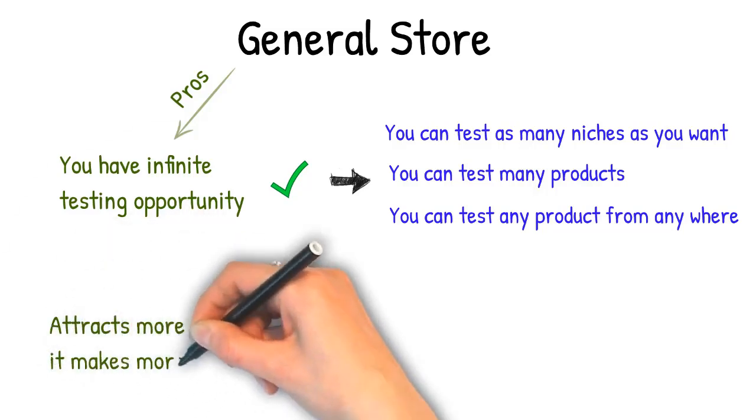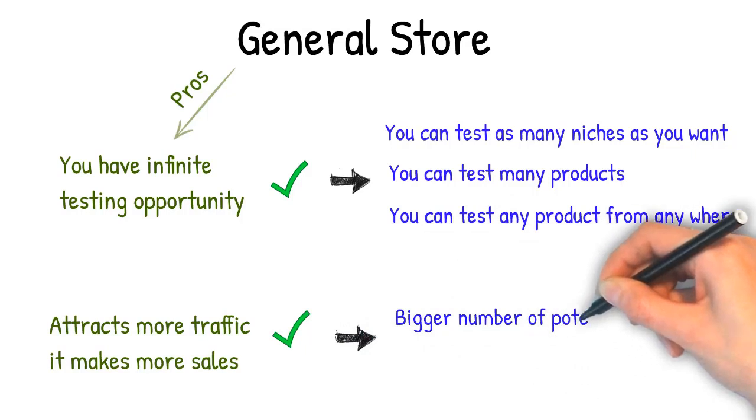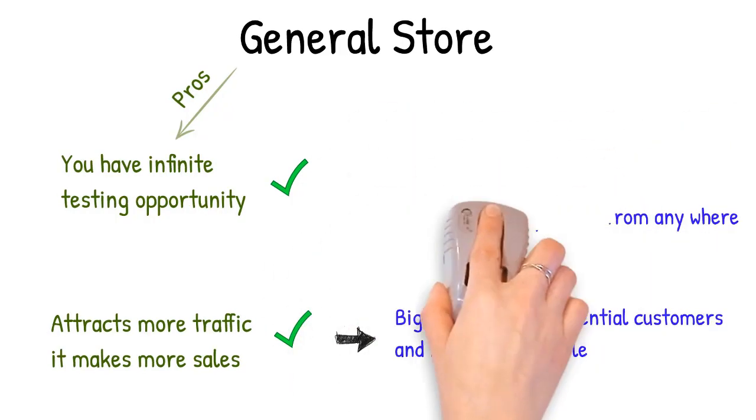Also, a general store attracts more traffic, so it makes more sales. Let's think about that. If you build a store about sports outfits, for example, your potential customers are all people who do sports. But when you go with a deeper niche, like when you do a store that sells yoga outfit, for example, only yoga practitioners are your potential customers. The more you go with a broad niche, the more your number of potential customers goes up. And this is very logical because people who are interested in a small niche are fewer than people who are interested in a larger niche.